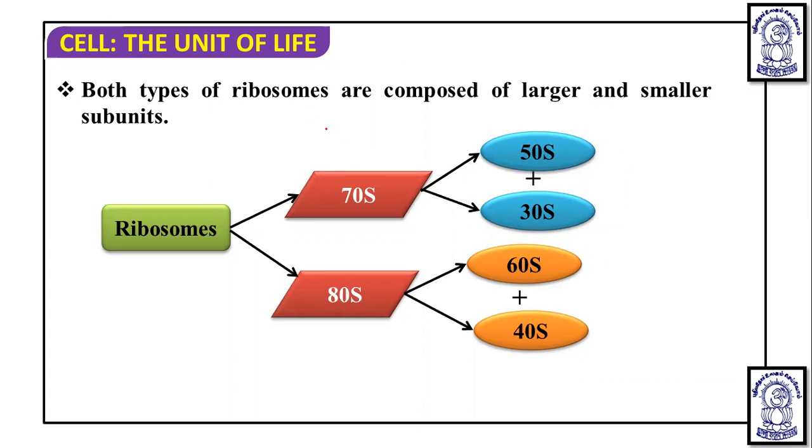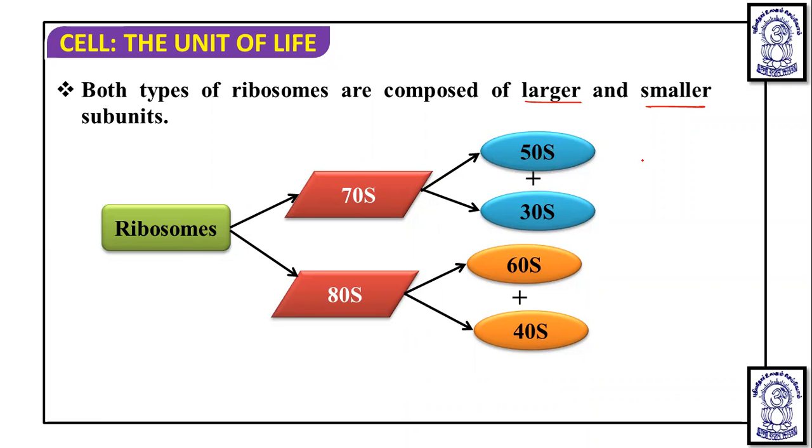Now, both the ribosomes are composed of one larger subunit and one smaller subunit. If we talk about the 70S ribosome or the 80S ribosome, they are made up of two subunits, one larger and one smaller. This is the 70S ribosome, which is found in prokaryotes as well as in chloroplast and mitochondria of eukaryotes. It has two subunits, 50S and 30S. Now, you may be wondering why 50 plus 30 is equal to 80, but it is 70S.